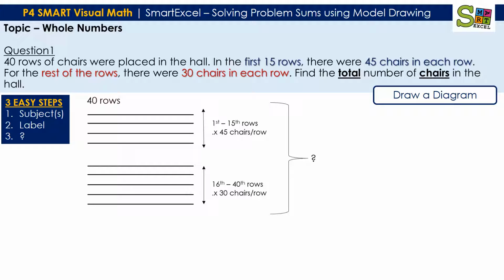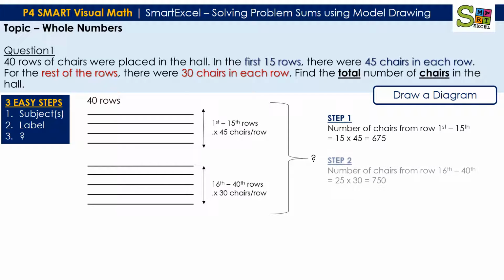Alright. So our first step is to find, for the first 15 rows, how many chairs there are. So the first step is to find 15 times 45, where we get 675. Then we find the 16th to 40th row, where we'll know that it will be 25 rows exactly times 30 chairs per row. Then that will give you 750. And the total will be 675 plus 750, which equals 1425.